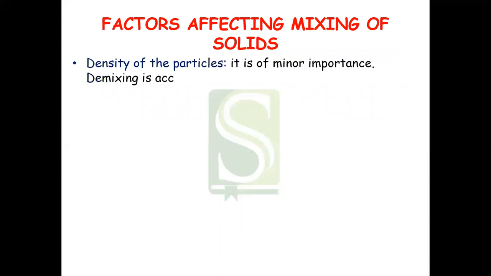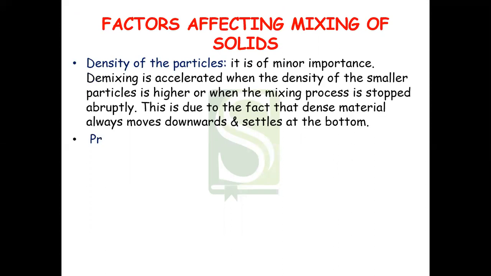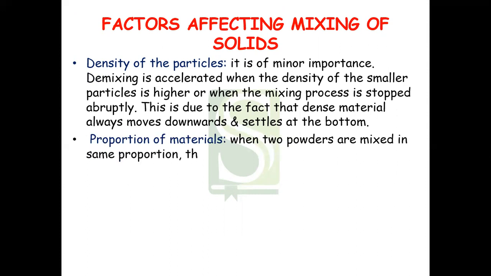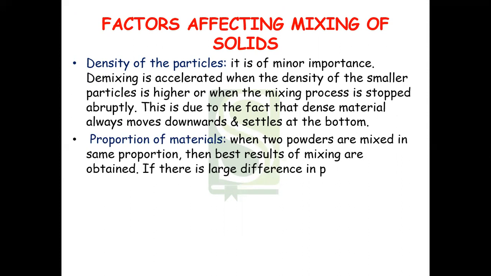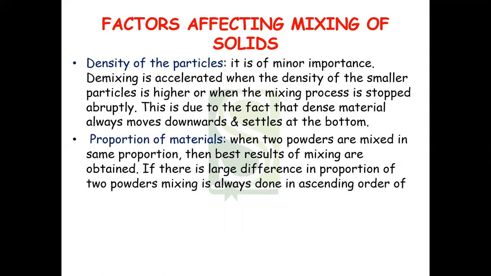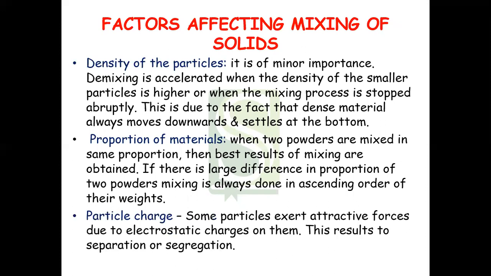It is the density of the particle, but it is of minor importance. Then demixing is accelerated when the density of the smaller particle is higher or when the mixing process is stopped abruptly. This is due to the fact that dense material always moves downwards and settles at the bottom. So that is segregation. Then next it depends on the proportion of the materials. When two powders are mixed in the same proportion, then the best results of mixing are obtained. But if there is a large difference in the proportion of two powders, then mixing is always done in ascending order of their weights.